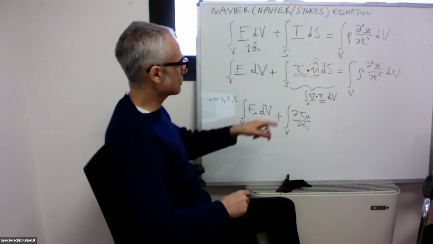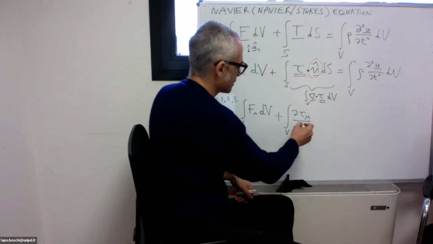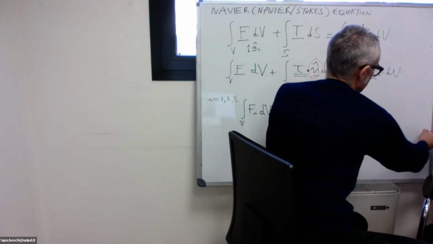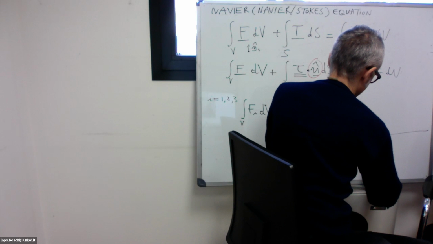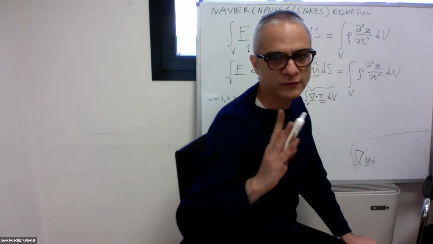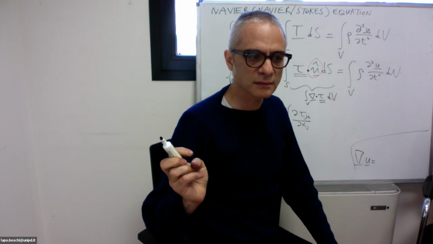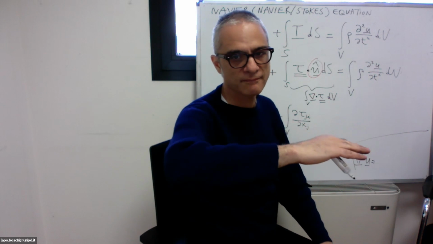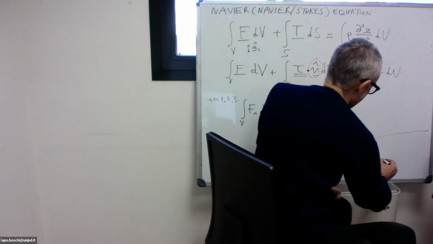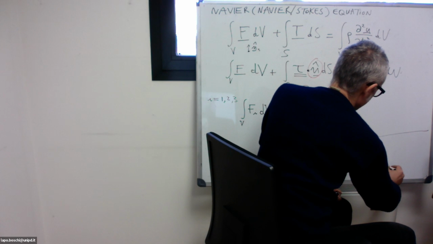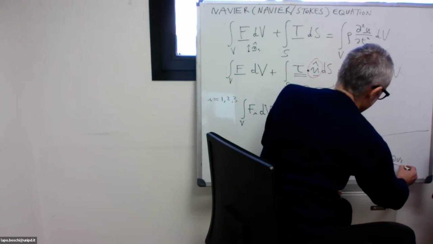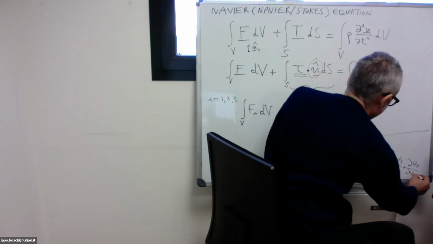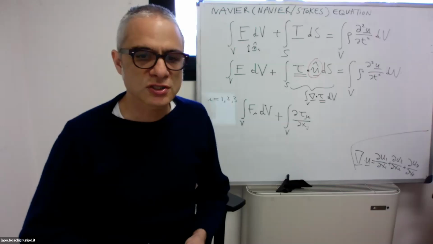And also, this is a divergence, okay? So I have to apply the formula of the divergence. Remember, the divergence of a vector is the sum of the derivative of each component with respect to the corresponding Cartesian coordinate. So del U1 over del X1 plus 2 plus 3. This is just a definition of divergence.